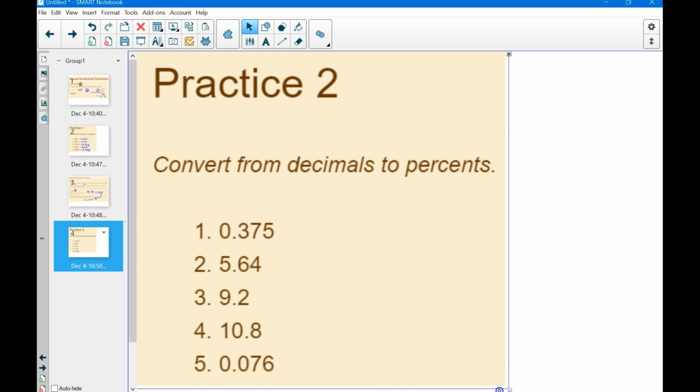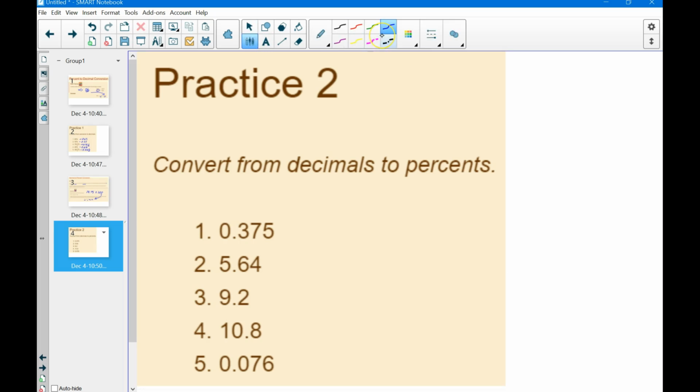In any case, converting these decimals to percents is exactly the opposite of what we just did.